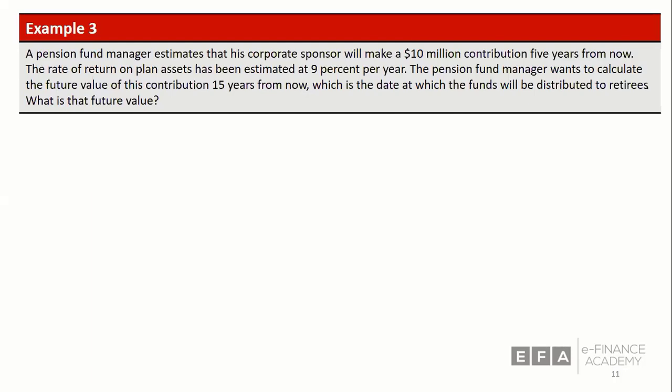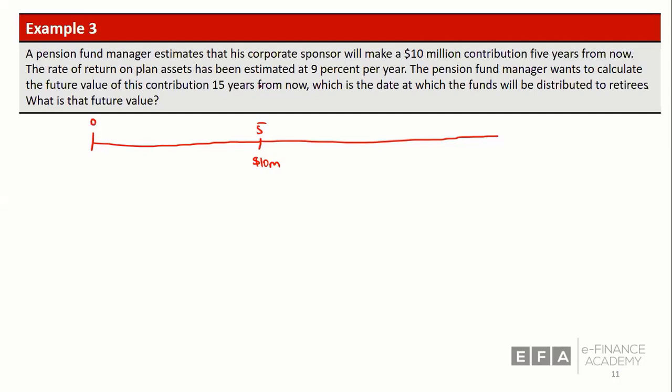So it says a pension fund manager estimates that his corporate sponsor will make a 10 million contribution 5 years from now. The rate of return on plan assets has been estimated at 9% per year. So what we have been told is 5 years from now, there'll be a 10 million contribution, right? So after 5 years, there will be a 10 million contribution into the pension fund. And then it will be invested. Once this contribution is received, this will be invested. The rate of return is 9%.